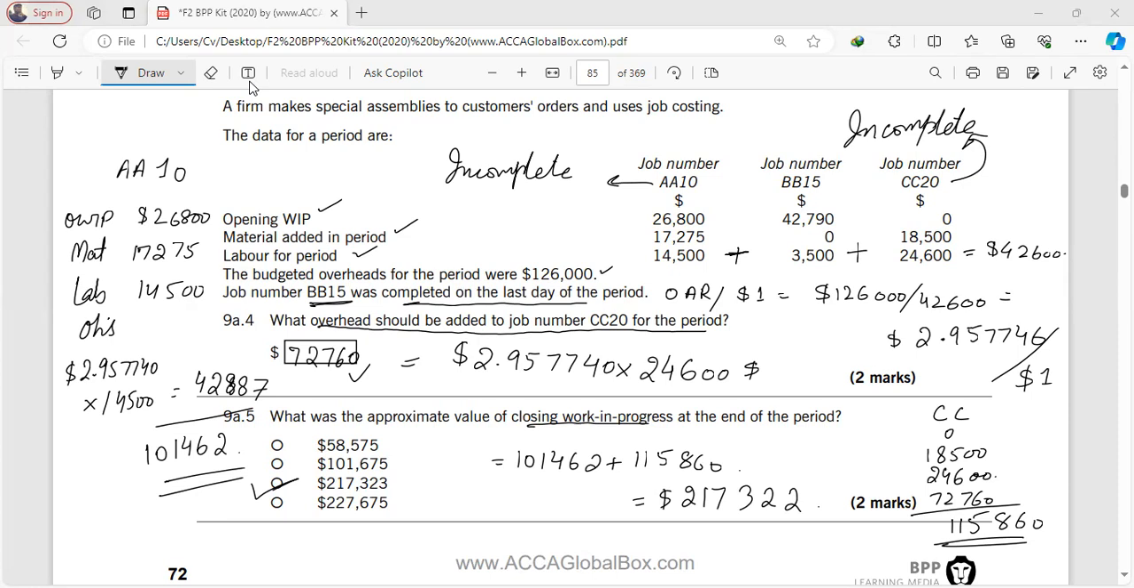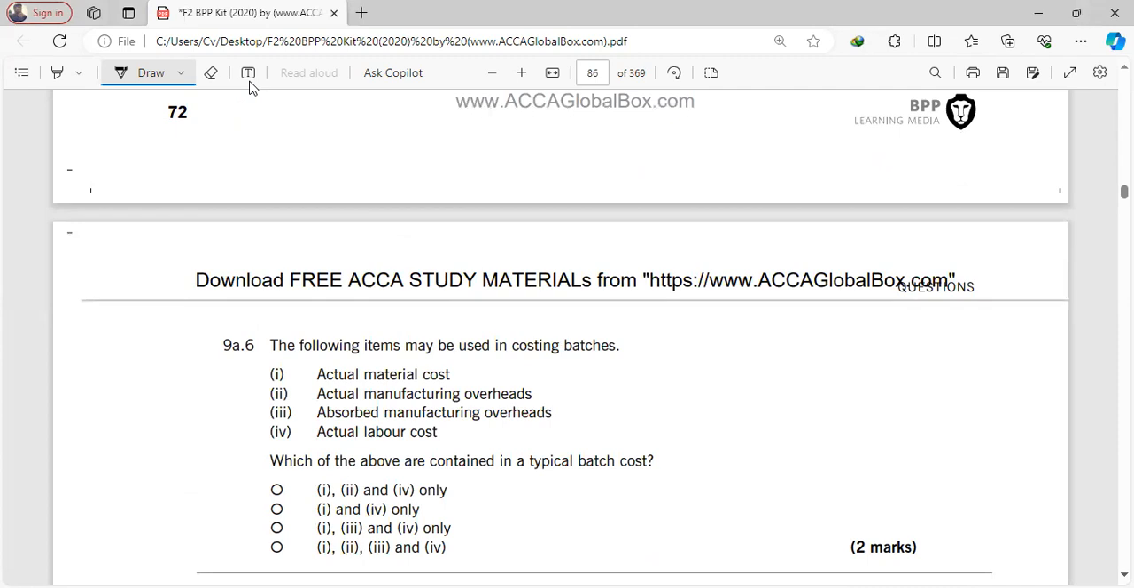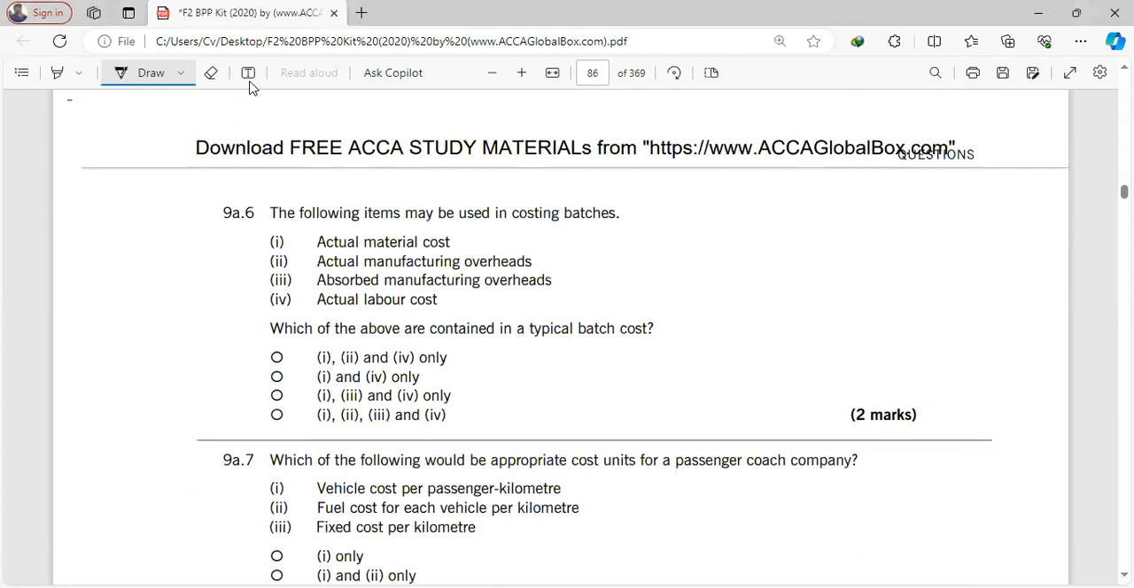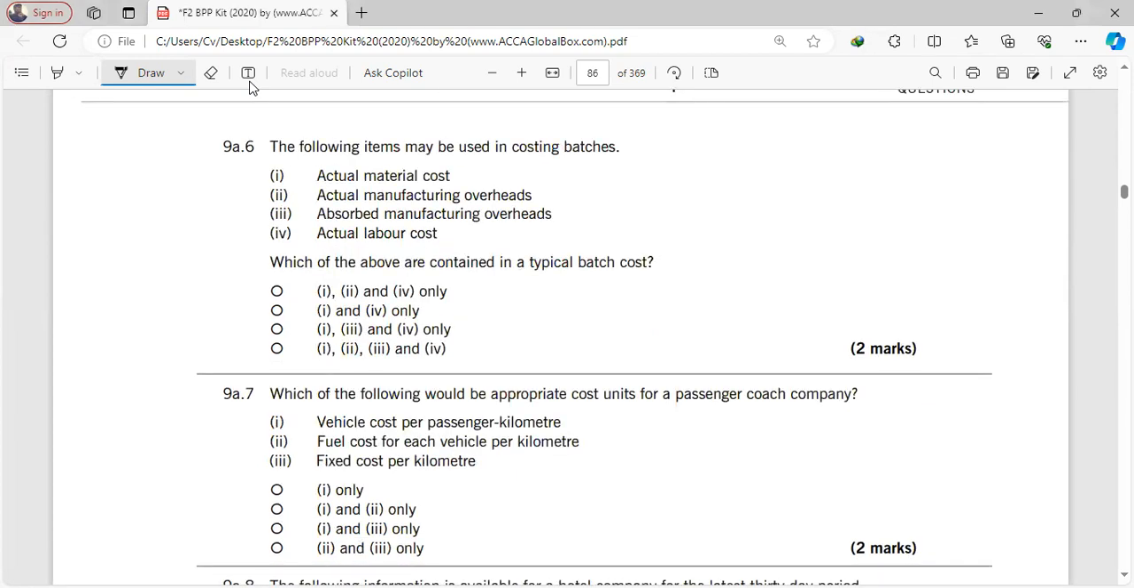Next one is the following items used in the costing of batches. Now, which of the items are used? We always use actual material cost, we use actual labor cost, and we always use absorbed manufacturing overheads. So 1, 3, and 4 is the right answer.